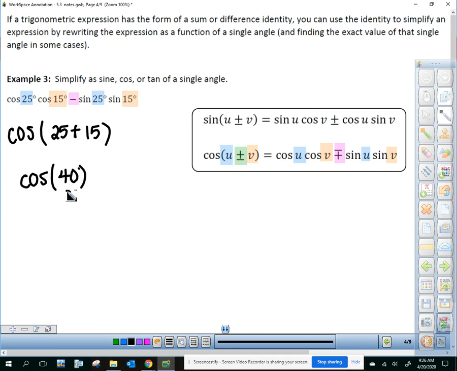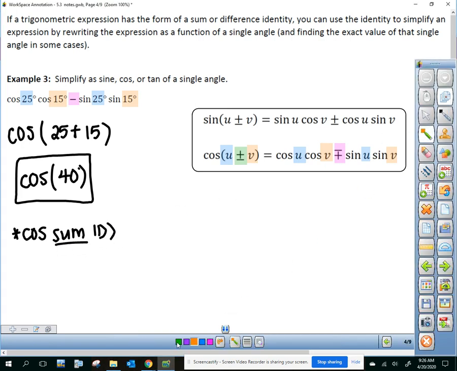Now, if you knew cosine of 40, you give your answer. We don't. We're not using calculators. We're just simplifying. Let's say it had come out to 45, then I could go ahead and tell you cosine of 45 is root 2 over 2. But I don't know cosine of 40. I'm just simplifying. That's my answer. So this is cosine of 40. And if the question said, what identity are you using here? Remember, this is the cosine sum ID because you added in the condensed version.